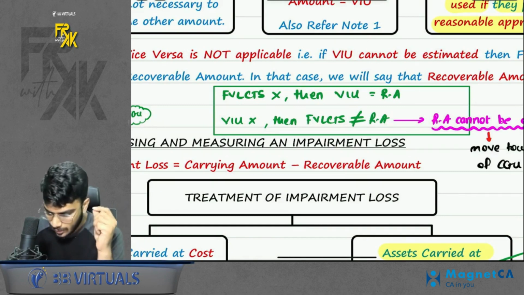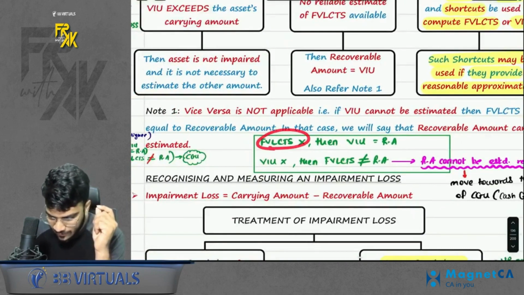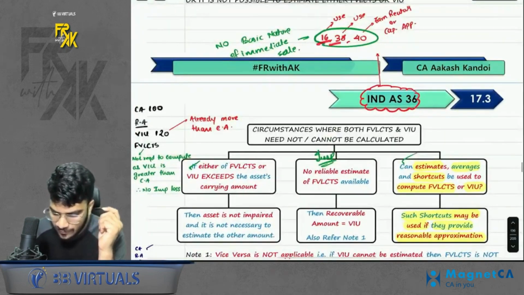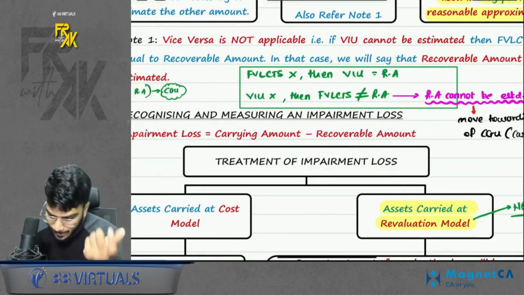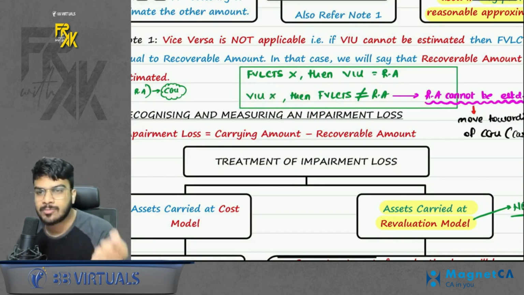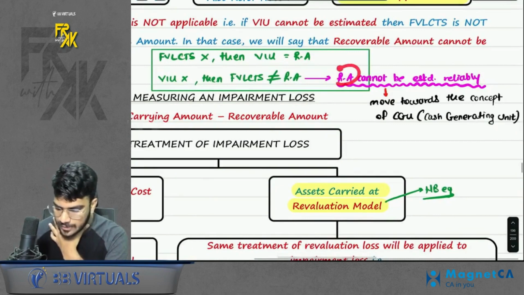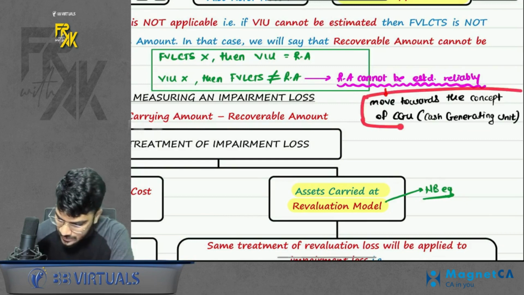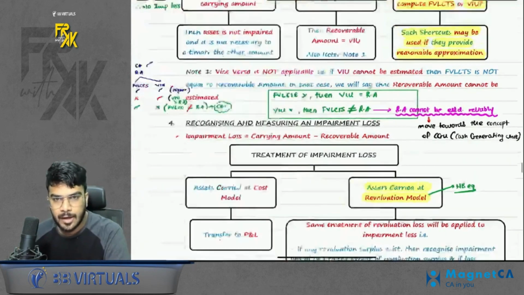Sir, why this bhedbhav? Why this is the case, sir? Because the reason being, if FVLCTS is not available, value in use is assumed to be recoverable because the basic nature of these three assets, 16, 38, 40 is using them. That's why the value in use can alone be assumed to be recoverable amount. But if value in use is not available, then FVLCTS alone cannot be assumed to be recoverable amount. Sir, in this case, how do we do the impairment test then? In this case, you will say recoverable amount cannot be estimated reliably, and we will slowly move towards the concept of CGU, that is cash generating unit. So what is CGU? We will discuss at a later point. I hope this is clear to everyone.